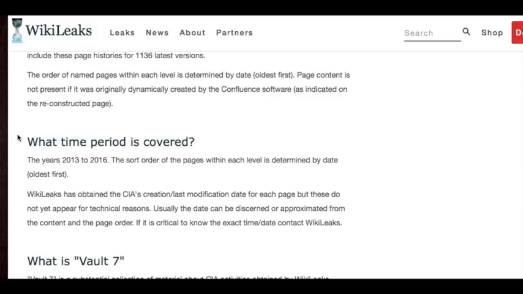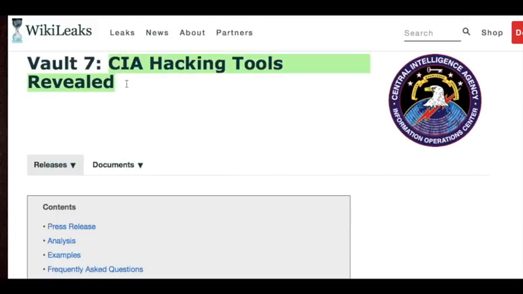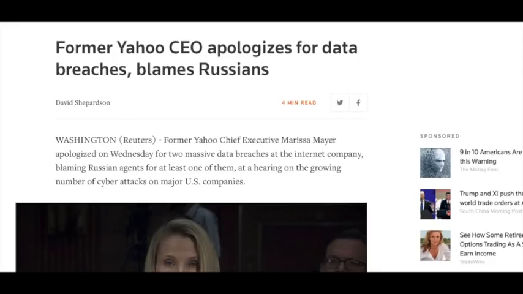And the point is that this is really the background of probably a lot of the accusations. You hear this a lot: oh, China hacked the U.S., Russia hacked Target, China hacked Ashley Madison. Either this could be the companies themselves, or this is what's doing the hacking. It gets even crazier. Reuters: former Yahoo CEO apologizes for data breaches. It blames the Russians.